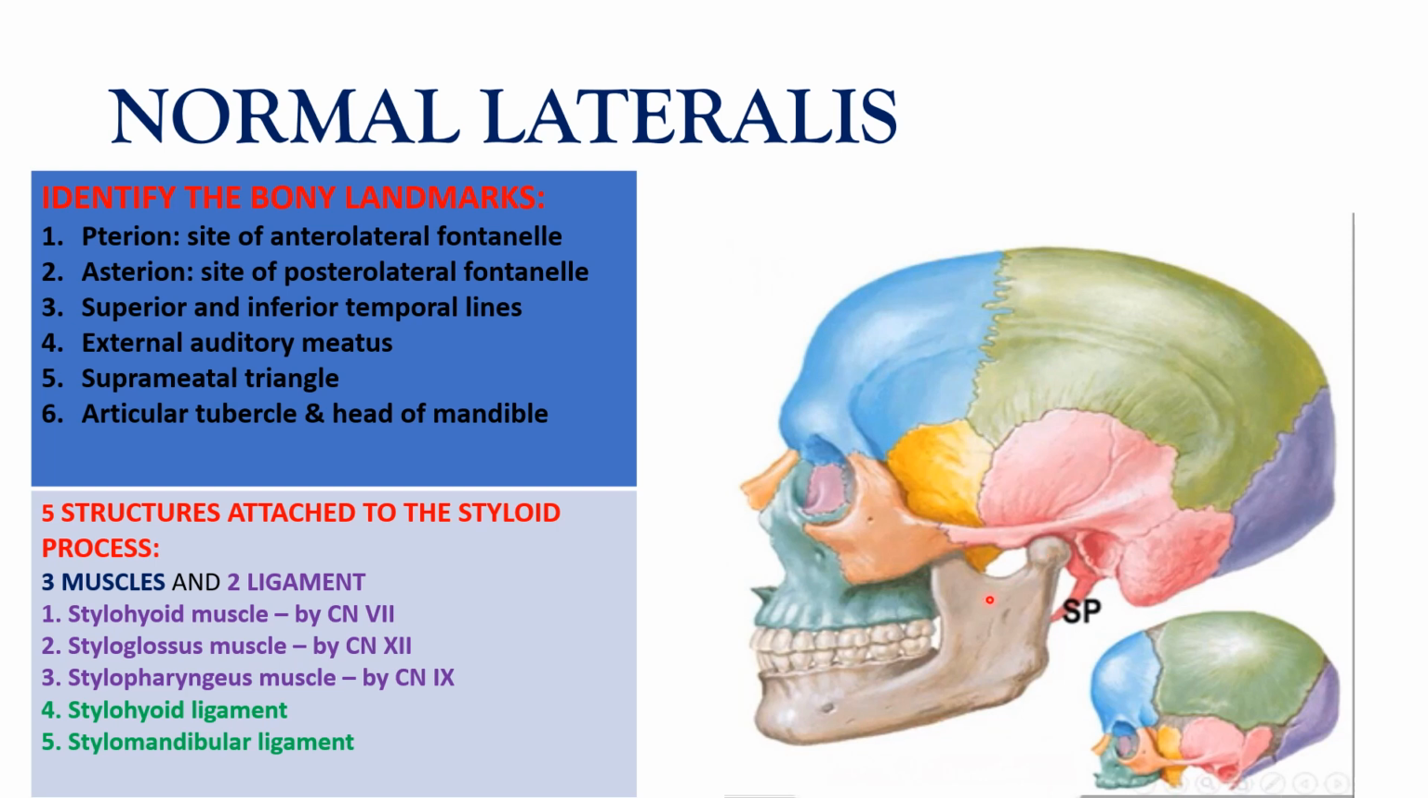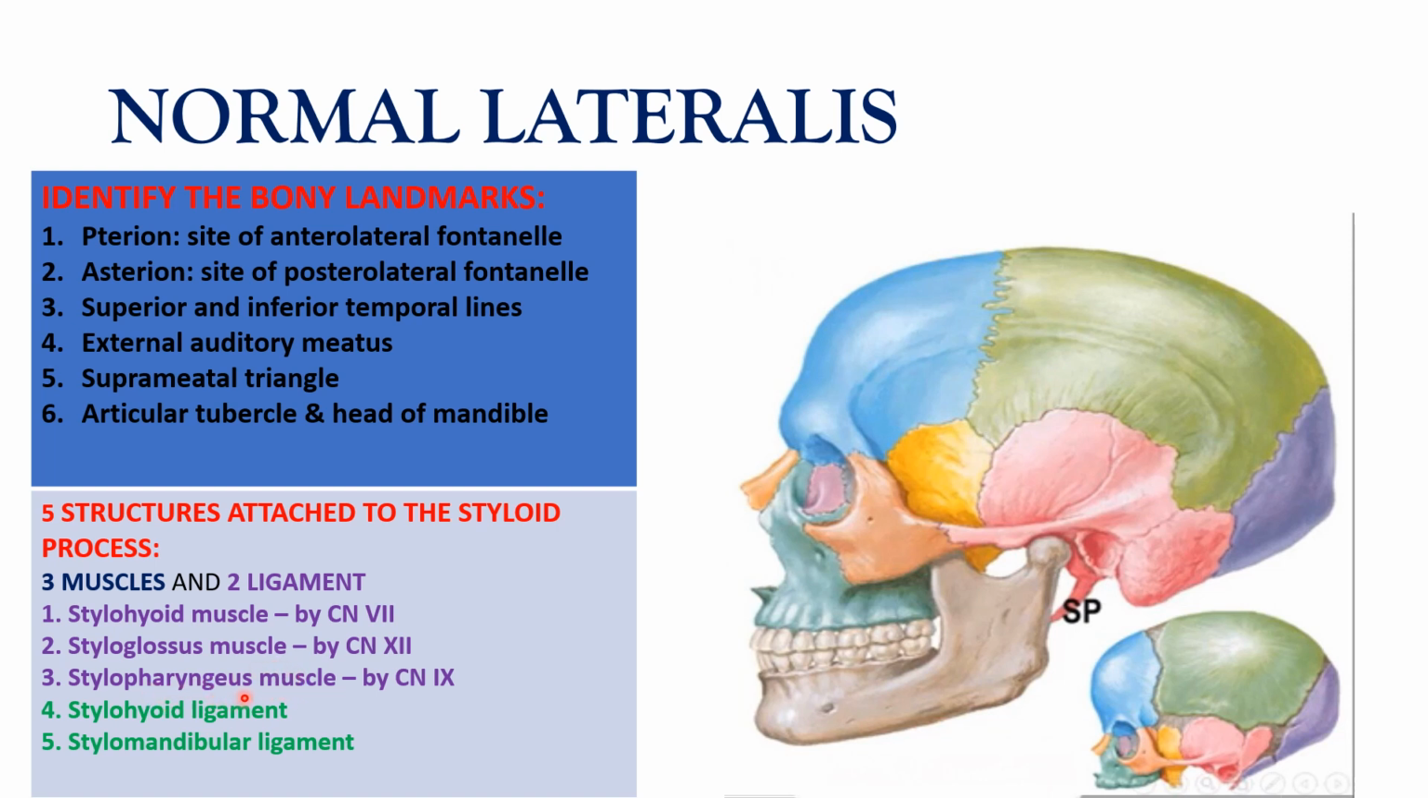Then now we look at 5 structures that are attached to the styloid process. So this is the styloid process. It has 3 muscles and 2 ligaments attached to it. The first muscle is the stylohyoid muscle, attached to the hyoid bone. Then we have the styloglossus muscle attached to the tongue, and the stylopharyngeus muscle attached to the pharynx.